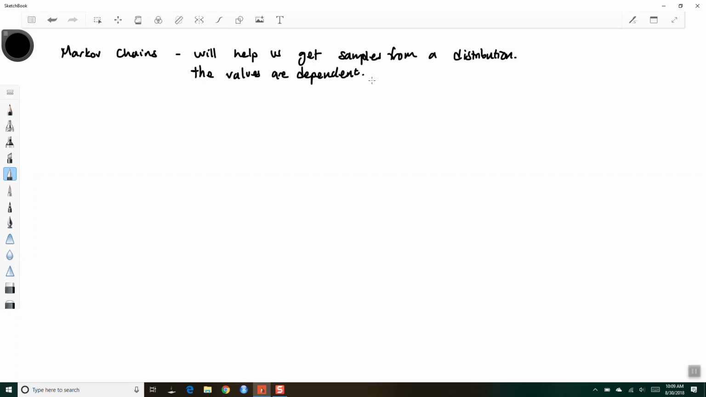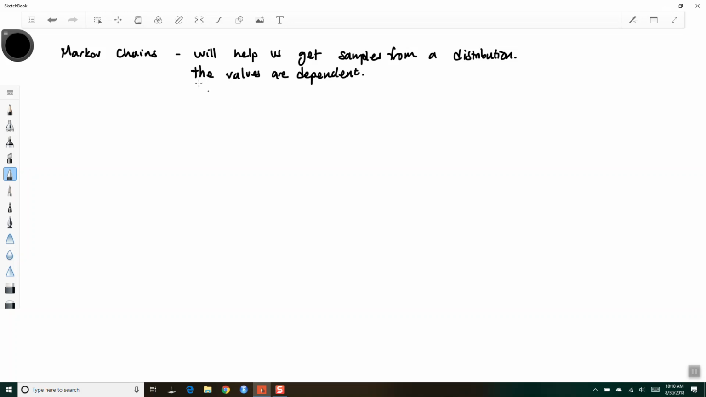Then we talked about the ergodic theorem, which basically said that if you let a Markov chain run long enough, and the Markov chain is irreducible and aperiodic, and do we remember what those terms mean? Irreducible means from one state you can reach every other state. Aperiodic means basically any of the states can happen within any time interval. If the chain is irreducible and aperiodic, it will eventually converge to its stationary distribution.